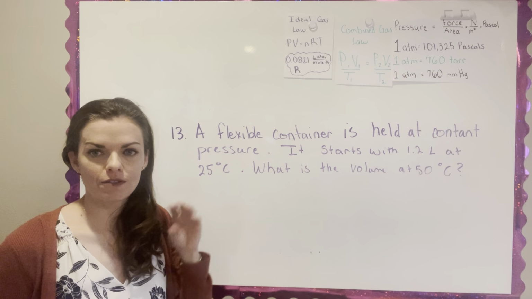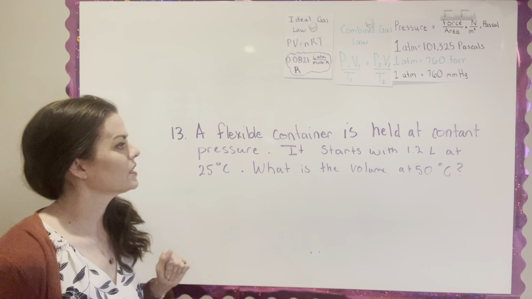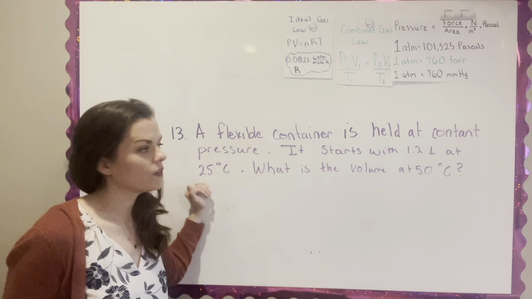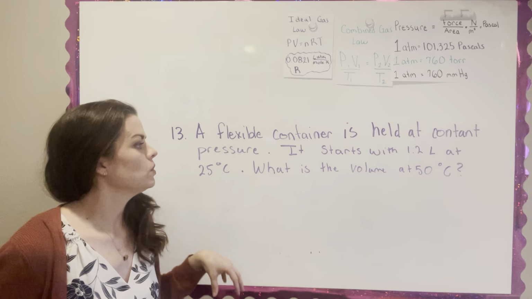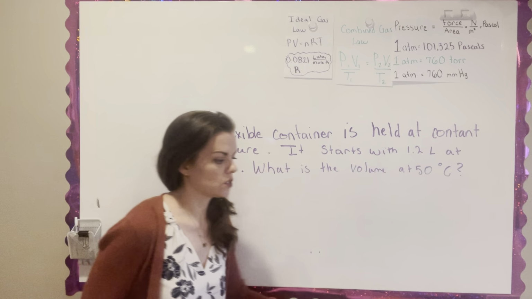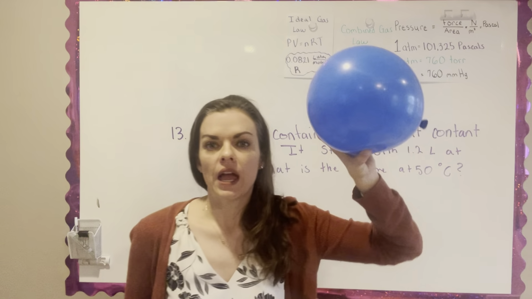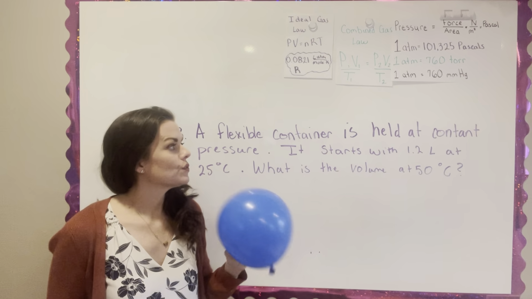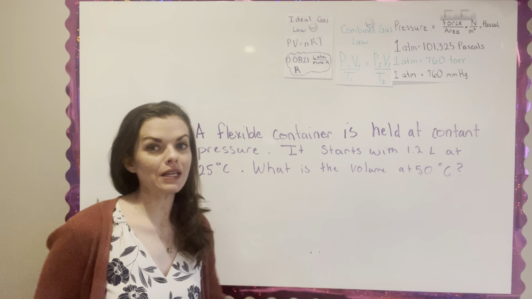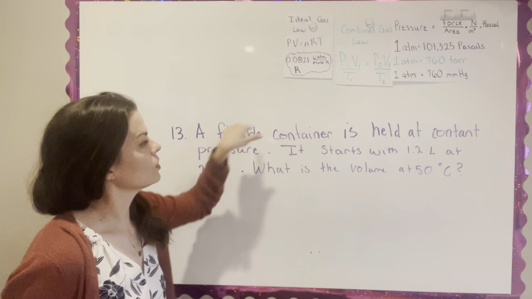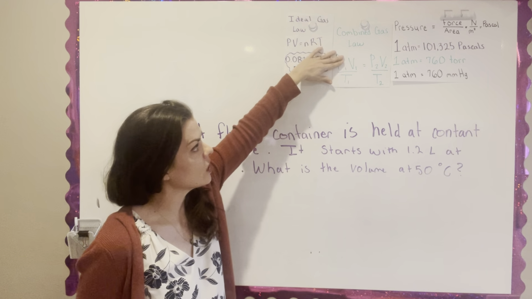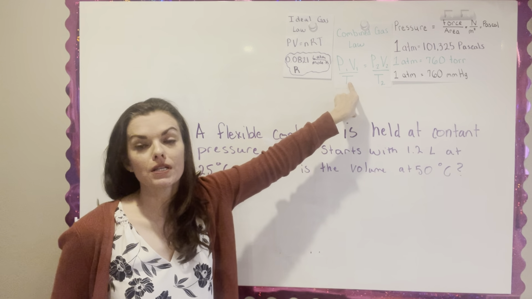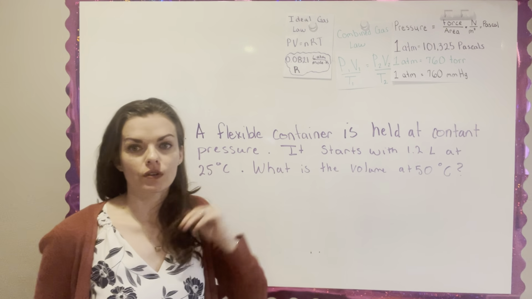Problem number 13 tells me a flexible container, just kind of like a balloon, is held at a constant pressure, and it starts with 1.2 liters at 25 degrees Celsius. What happens to its volume at 50 degrees Celsius? So I have my balloon here, and I'm basically changing its temperature from 25 degrees Celsius to 50 degrees Celsius. Since it tells me it's at a constant pressure, I can take my combined gas law and take the P out. So I'm just going to use V1 over T1 equals V2 over T2.